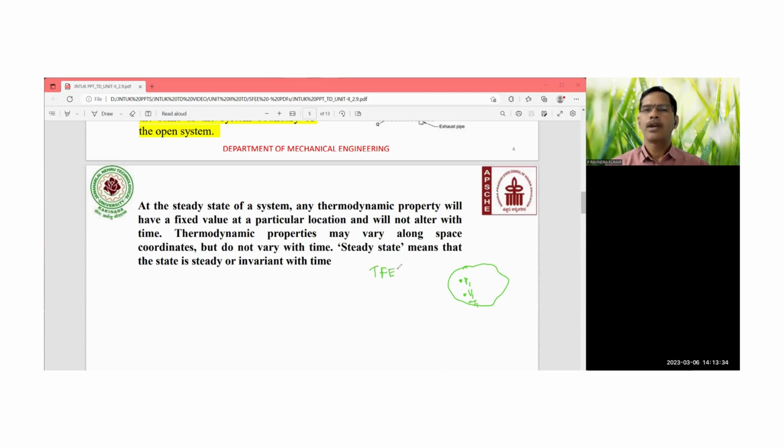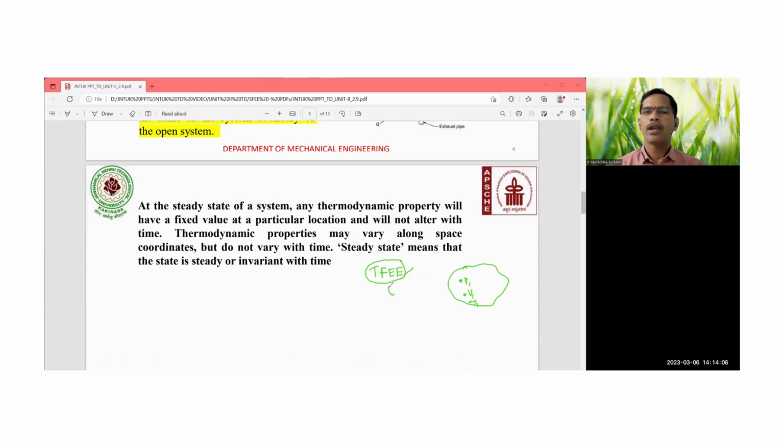TFEE, that is the transient flow energy equation, or you can call it the unsteady flow energy equation. But in your syllabus, you only have the steady flow energy equation, and I am going to discuss that. Actually, in thermodynamics, there is a transient flow energy equation also. But that equation is used for higher studies, that is PG level and PhD level.